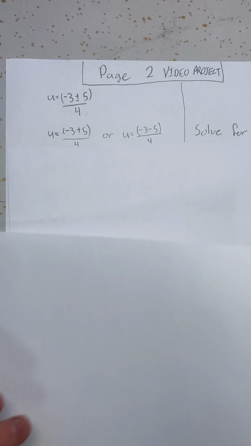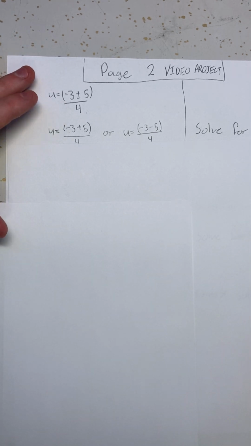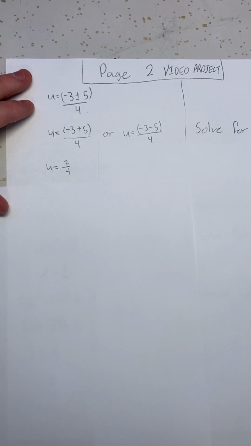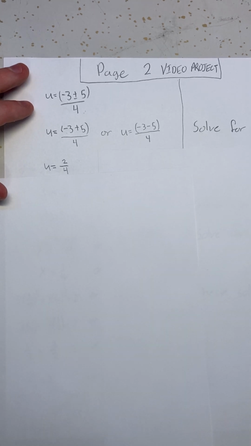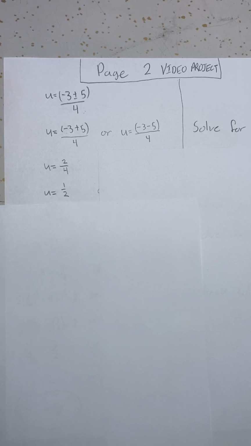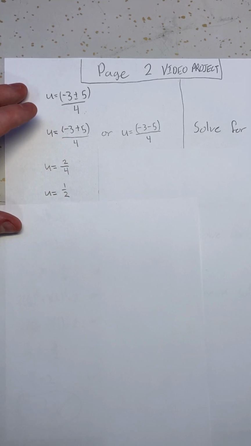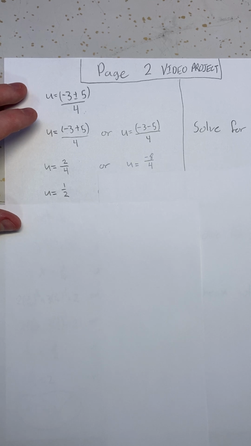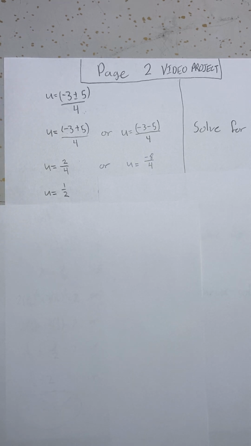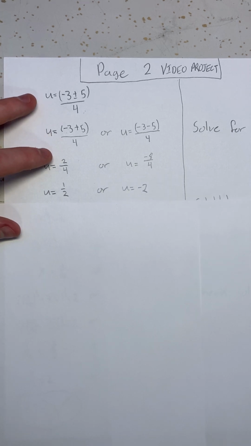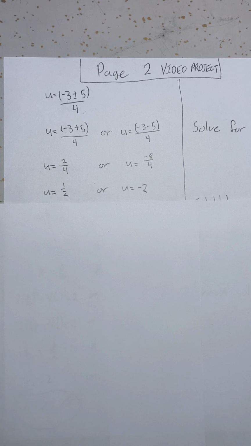Now I'm going to go down the left side first. Simplifying it down, it turns into 2 over 4, and so we now know that u equals 1/2. Or on the other side, -3 minus 5 over 4 is equal to -8 over 4, or u equals -2. So we know that u equals 1/2 or -2.